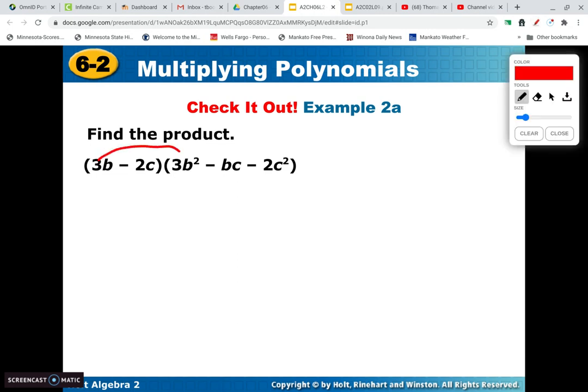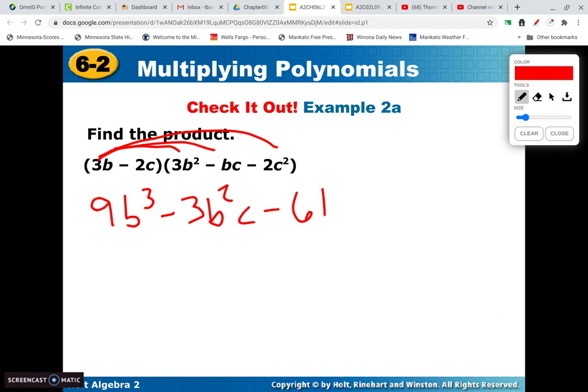So here we go. Let's do this. We got a 9b to the third. We've got a negative 3b squared c, and it's good to put those in alphabetical order. Always keep the b and the c in that order, otherwise it can be real confusing whether they're like terms. And then we'd have a negative 6bc squared. Notice that's different. B squared c and bc squared, different. All right, let's go to the next one here.